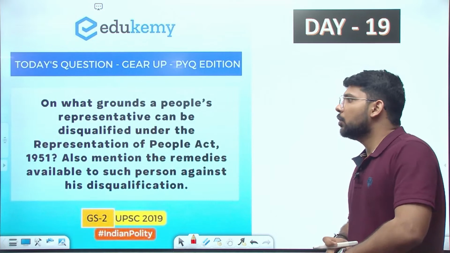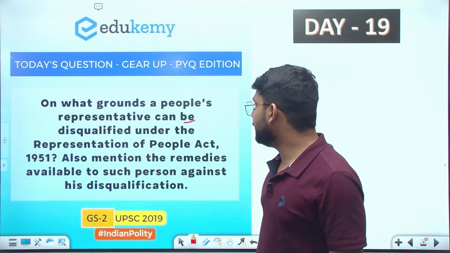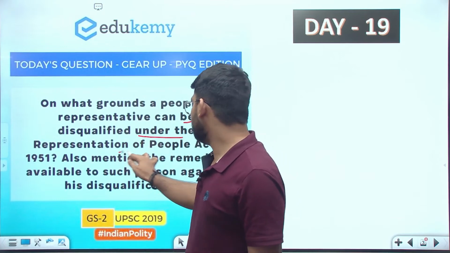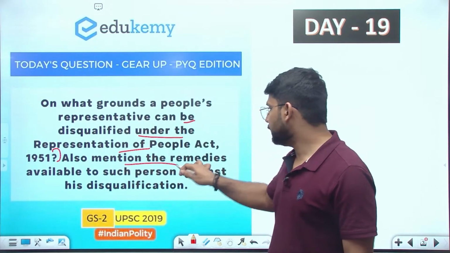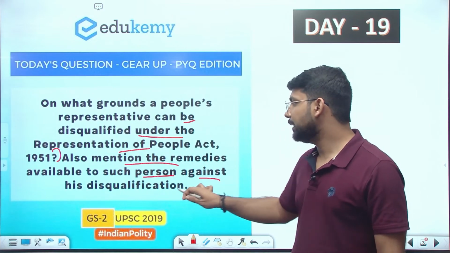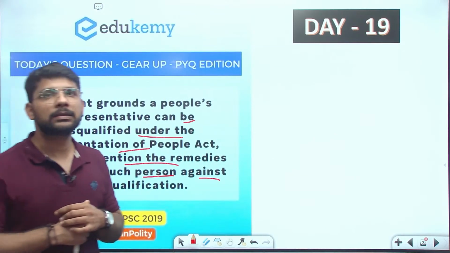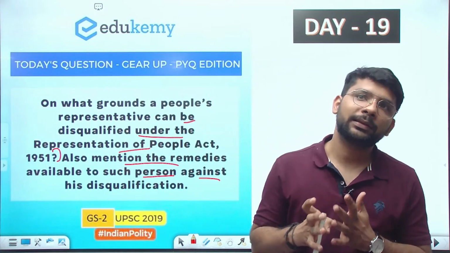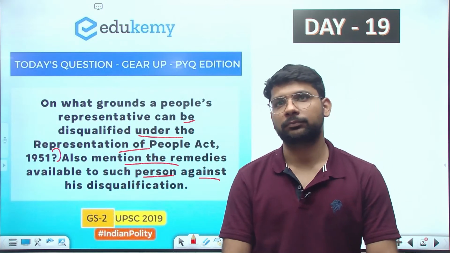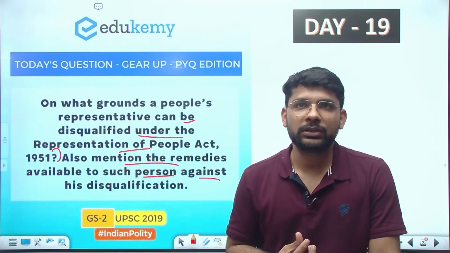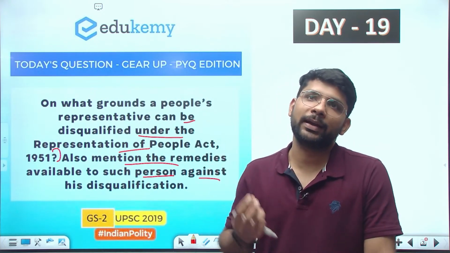So what is the question? On what grounds can a people's representative be disqualified under the RP Act of 1951? This is the first part of the question. The second part asks you to also mention the remedies available to such a person against his disqualification. So there are two parts to the question. The first part is how a member of parliament or a member of legislative assembly can be disqualified under the RP Act of 1951. The second part demands the remedies available to those MPs and MLAs who are disqualified under this Act.